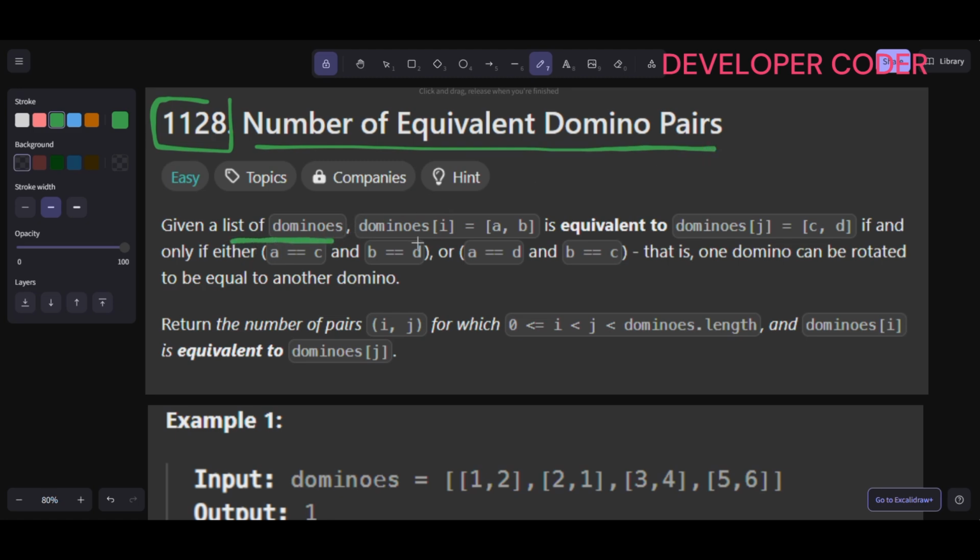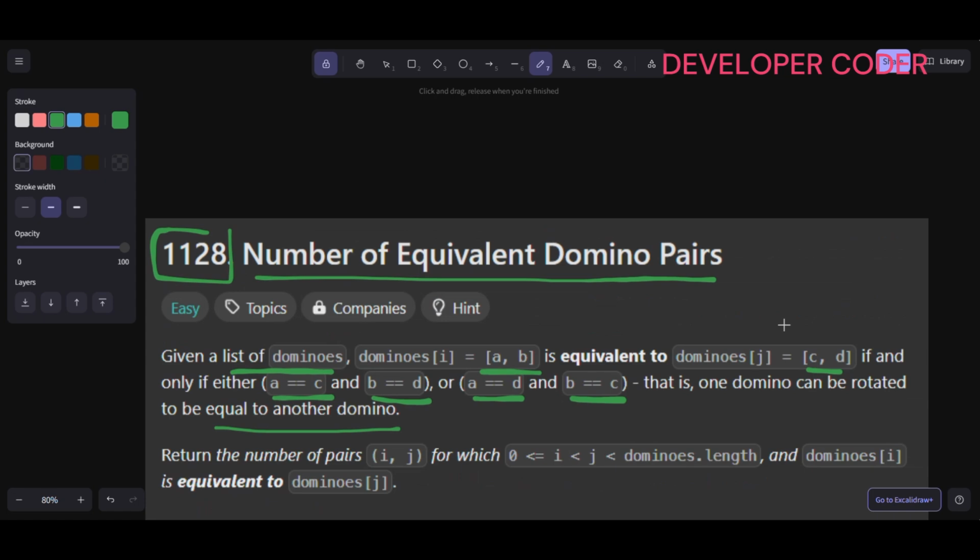Given a list of dominoes, dominoes[i] = [a, b] is equivalent to dominoes[j] = [c, d] if and only if either a is equal to c and b is equal to d, or a is equal to d and b is equal to c. That is, one domino can be rotated to be equal to another one.